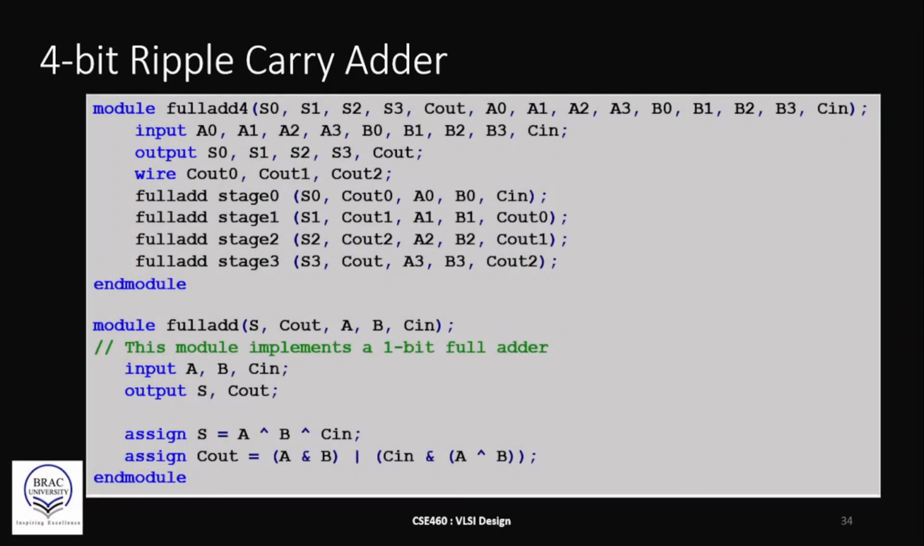Here, I have attached the Verilog code that will implement the 4-bit full adder circuit. The code for the 1-bit full add block is the same as before. The full add 4 module, which is the parent module in this design, instantiates the full add module 4 times to implement the 4-bit full adder circuit. Please keep in mind to provide unique names for each instance, otherwise the Verilog compiler might show an error.